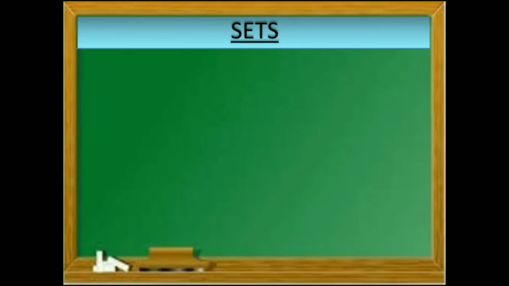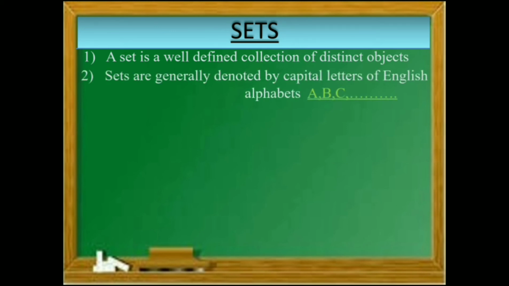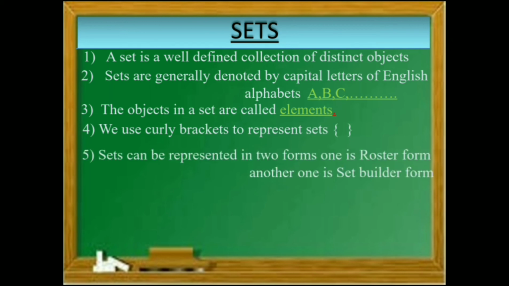Okay, children. The important topics we have learned in the previous video lesson are: a set is a well-defined collection of distinct objects. Sets are generally denoted by capital letters of the English alphabet, capital A, B, C, like that. The objects in a set are called elements. We use curly brackets to represent sets. Sets can be represented in two forms. One is roster form, another one is set builder form.